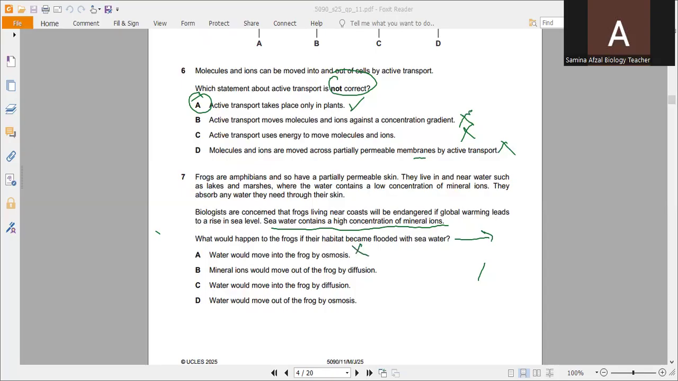Mineral ions would move out of the frog by diffusion. Mineral ions cannot move by the process of diffusion, so this is also an incorrect answer. Water would move into the frog by diffusion. So water will not move by the process of diffusion.